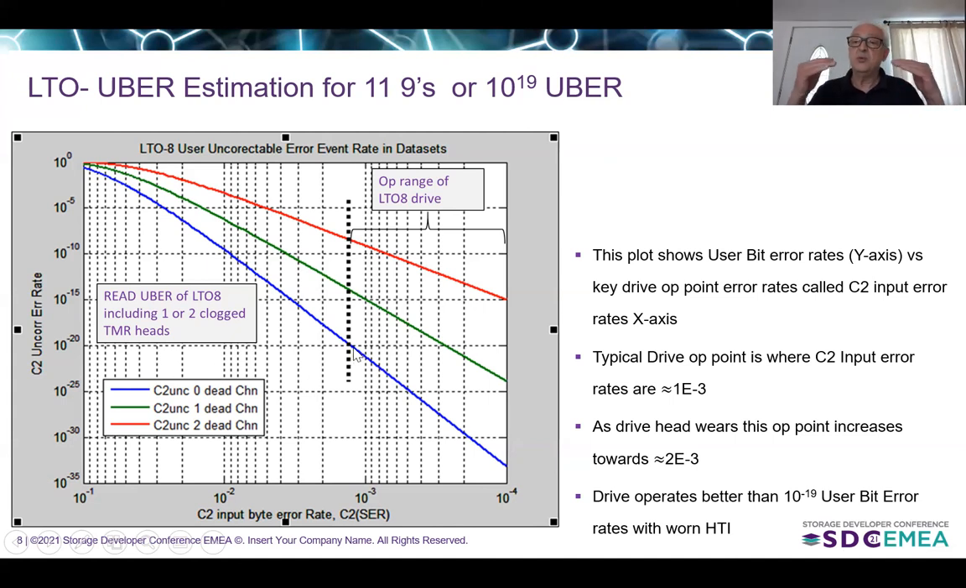When that drive gets worn, with the head to tape interface increasing in pole tip recession, it will have a worse C2 input error rate. You'll have worse errors. But then you come down to here, which is about 2 times 10 to the minus 3, which is about 10 to the minus 19 bit error rate. So we basically publish the user bit error rates that you're familiar with, 10 to the minus 19, based on an end of life type head configuration reading a good recording.